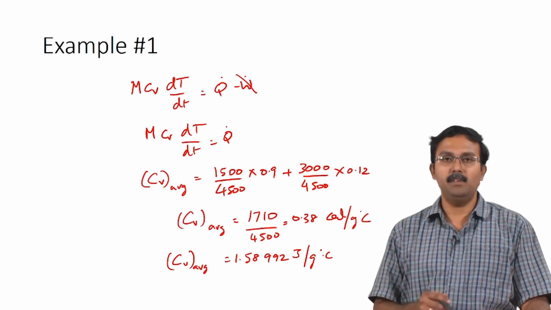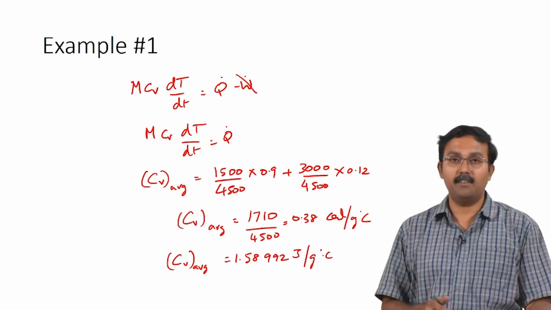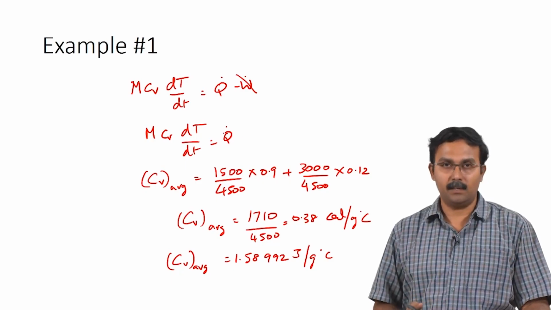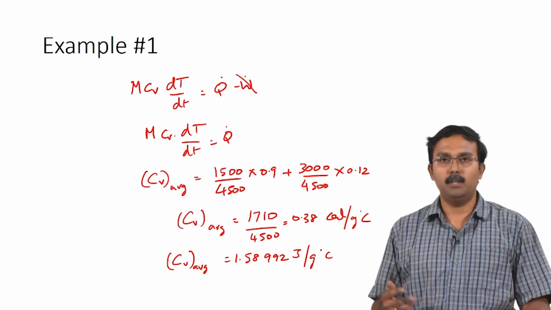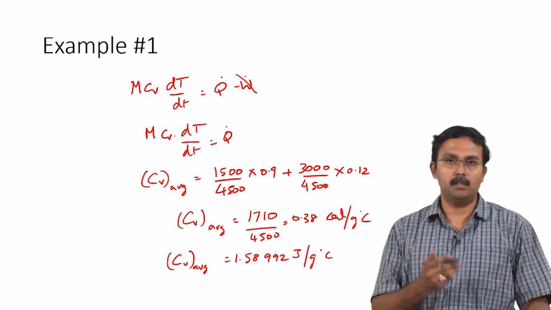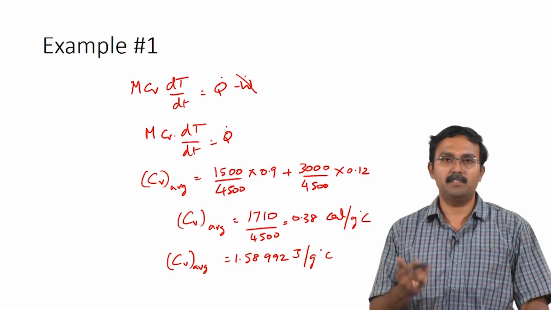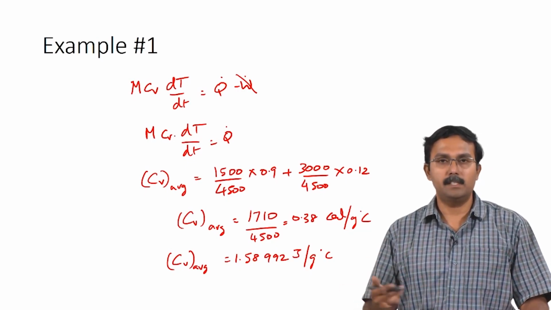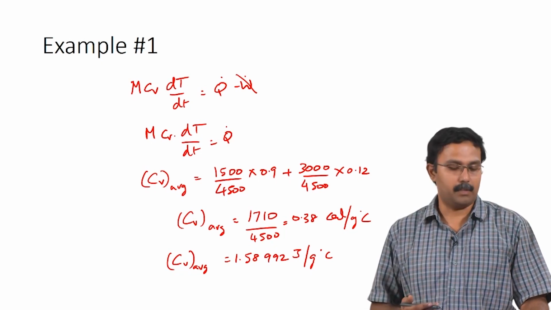Now, we have the Cv average for the system. We also have Q dot, which has been given as 500 watts. We have the total mass of the system, which is 4500 grams or 4.5 kilograms, because we have 3 kilograms of reactor and 1.5 kilograms of the mixture in the reactor. So, giving us 4.5 kilograms.